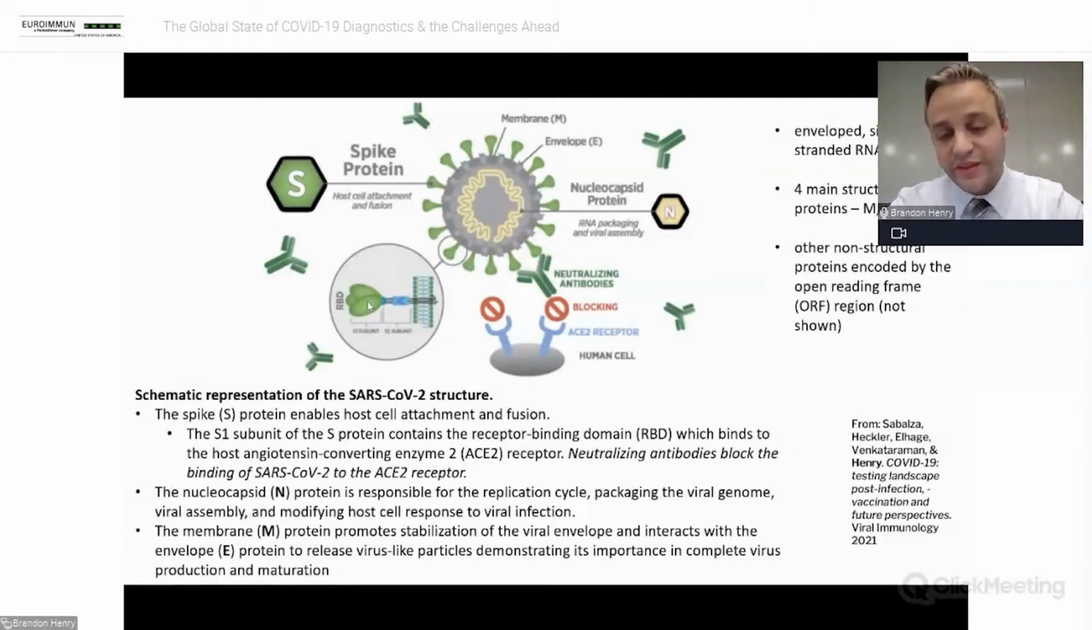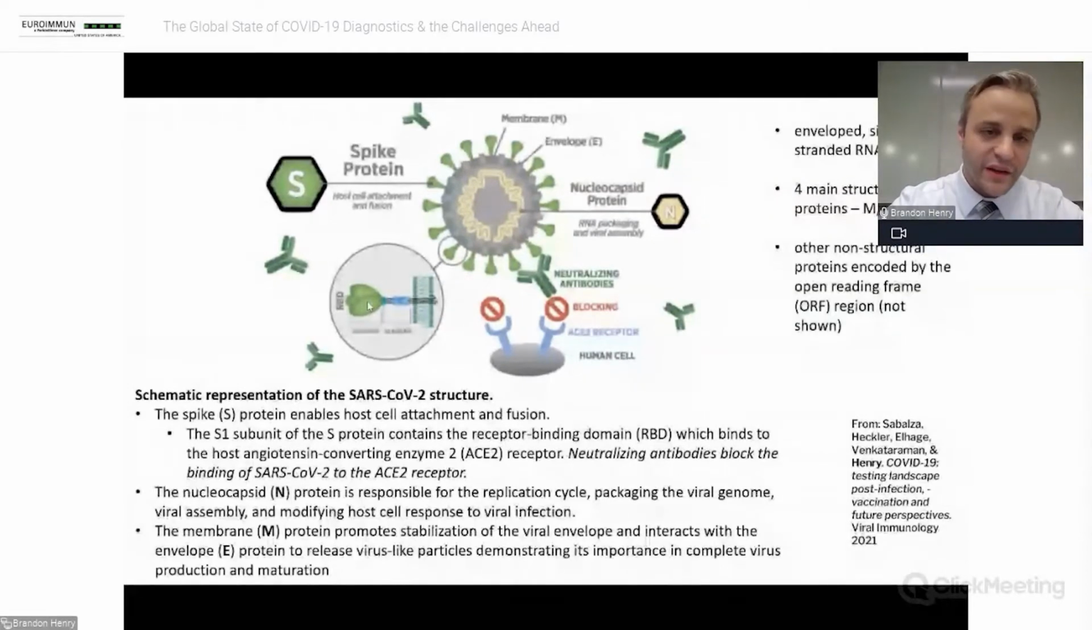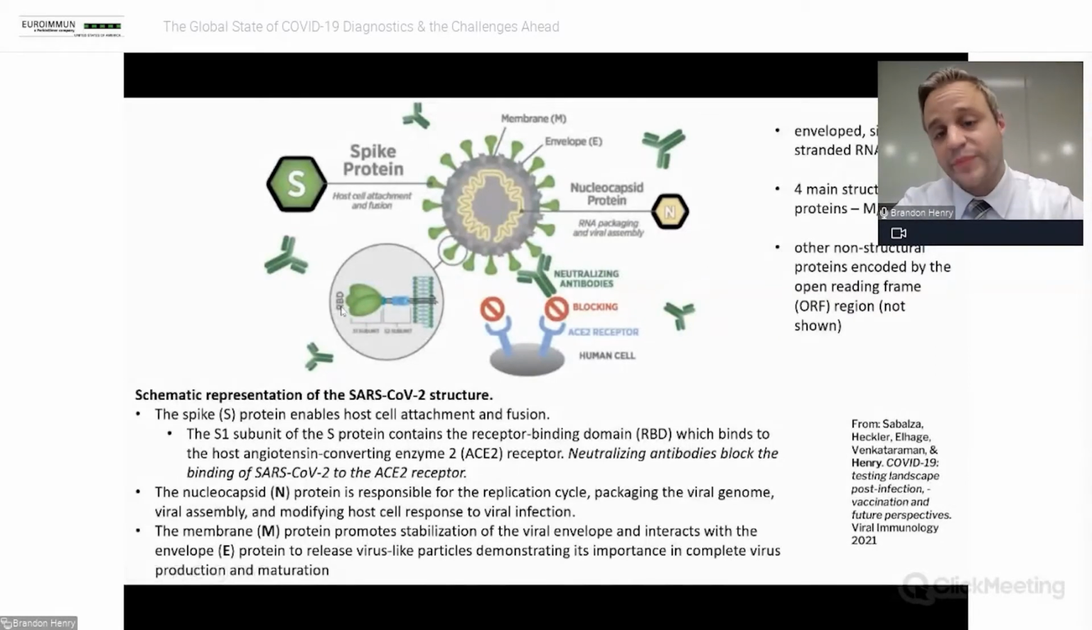Now, it's important to note that the definition of neutralizing that we're going to use is any antibody that blocks the binding. So as we'll talk about later, it doesn't necessarily have to be an antibody that blocks the receptor binding domain. It could just do any function that stops the virus from being able to bind to ACE2. And that's a very important definition that we'll come back to.